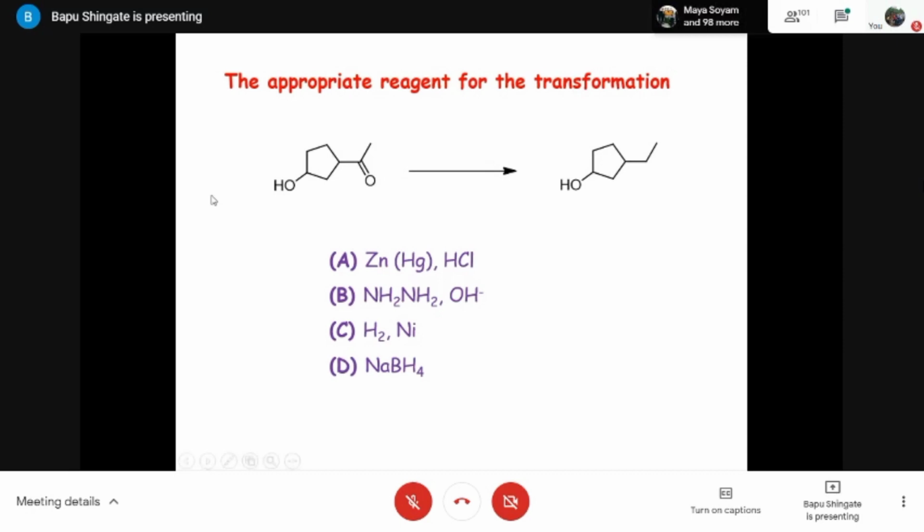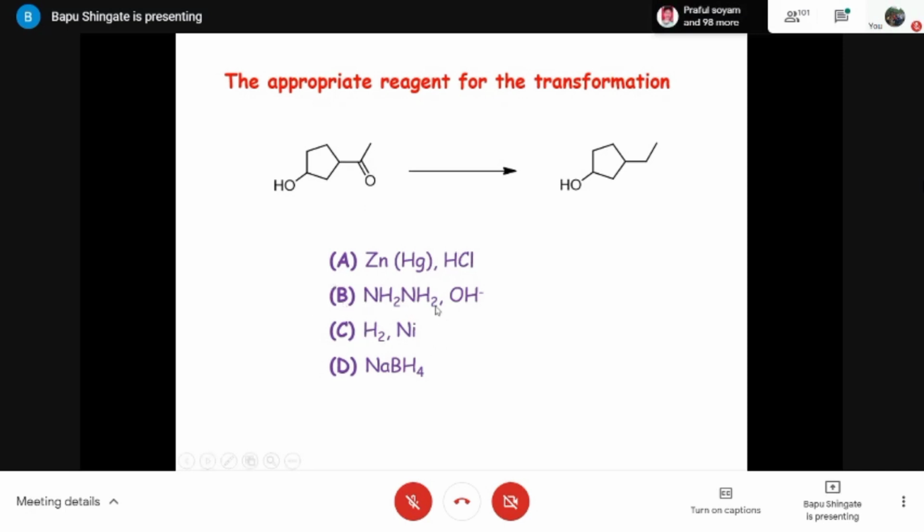Okay, and we know the Clemmensen reduction reaction. But under the Clemmensen reduction conditions, Zn-Hg/HCl, no doubt reduction of carbonyl to hydrocarbon takes place, but the secondary OH group under acidic conditions may undergo dehydration. That's why you need a selective reagent that selectively reduces the carbonyl to hydrocarbon. So option A is wrong. Now we will discuss option D, sodium borohydride. Sodium borohydride only reduces ketone to alcohol. It never reduces alcohol to hydrocarbon. With hydrogen and nickel, reduction of the carbonyl to a hydroxyl group takes place. So we can remove these three options easily.